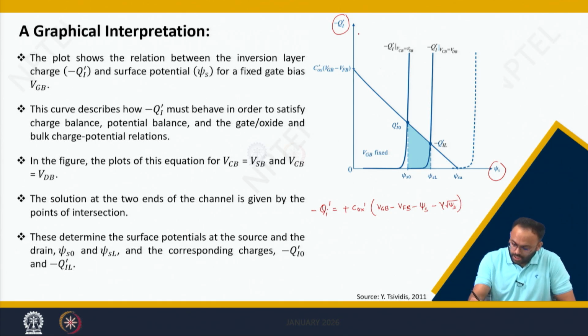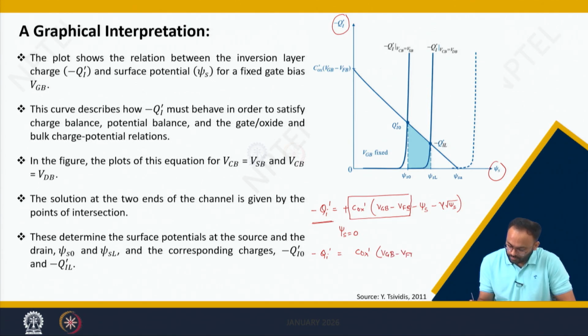So, let us see the few parameters which are mentioned in the graph. If my surface potential is 0, then minus Qi dash is nothing but Cox dash into VGB minus V flat band voltage. It means minus Qi dash is nothing but this value which is mentioned here.